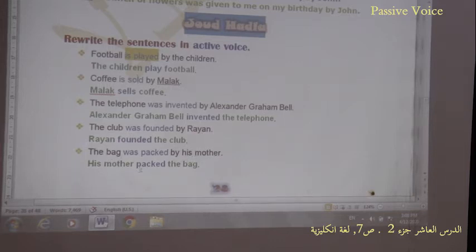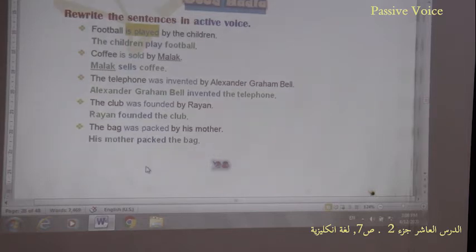Now the last one, the bag was packed by his mother. Now his mother packed. So here past simple, passive. We need verb to be in the past form plus the third form of the verb. While in the active we need only the second form of the verb to make it past simple. So the bag was packed by his mother becomes his mother packed the bag.